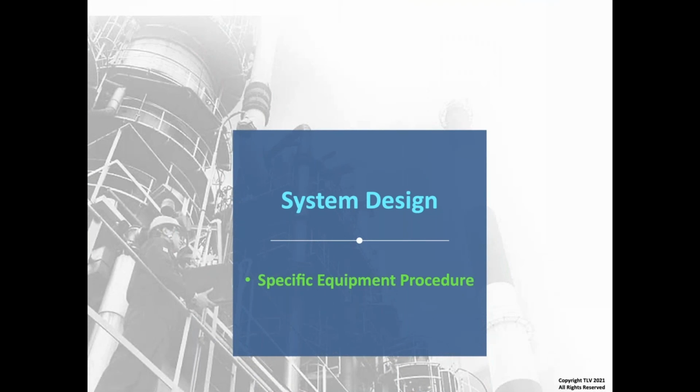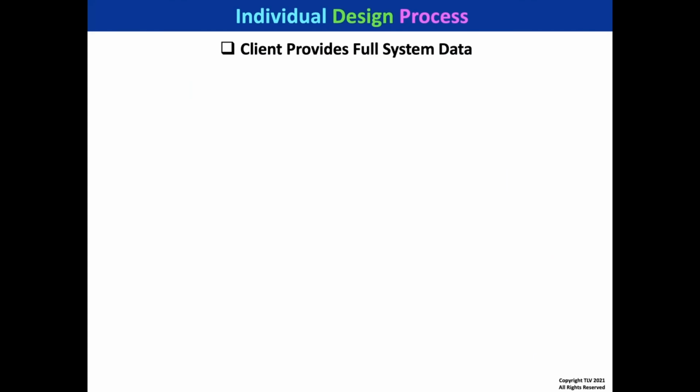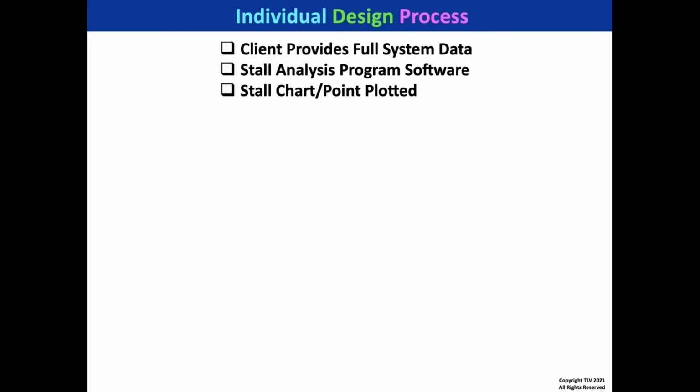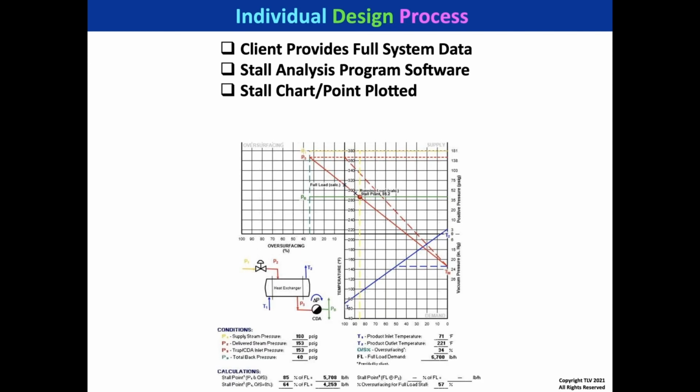So for system design, that type of specific equipment procedure is necessary. We like the sites to provide us with the full system data, and then we do a stall analysis through our program software. It's automatically uploaded. An extended stall chart is made for every single process application. It'll look something like that if we look at the record. We keep all the data points. There'll be about 8 to 10 pages after each record of data that's generated.